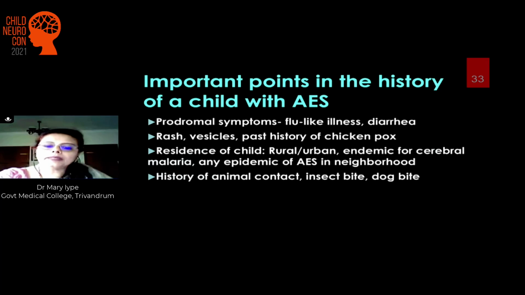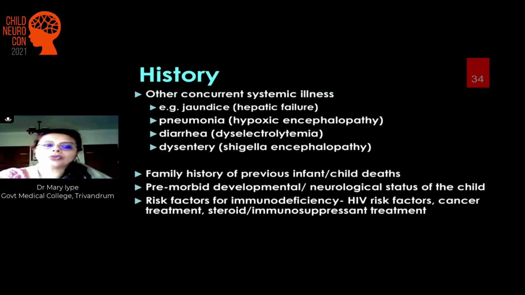History of animal contact, insect bite, dog bite, which will help you clinch the etiological diagnosis. You also have to rule out all other diseases which could produce coma. Look for concurrent systemic illness like jaundice, pneumonia, diarrhea, dysentery. Family history of previous infant or child death.